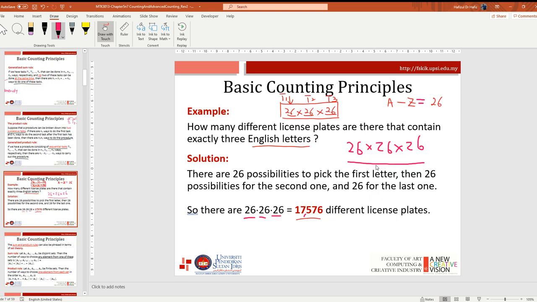Okay, and then for example, how many different license plates are there that contain exactly three English letters? From here we can see three choices. For the alphabet, we can have A to Z, which is 26. So for the three English letters, 26 multiplied by 26 multiplied by 26, we have 17,576 possible combinations. Okay, there are 26 possibilities to pick the first letter, then 26 possibilities for the second one, and 26 for the last one.